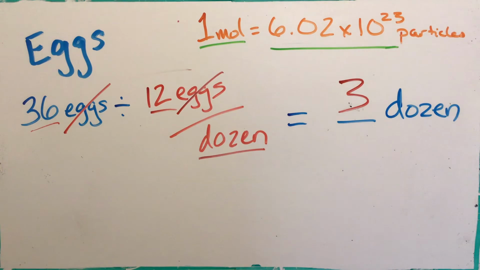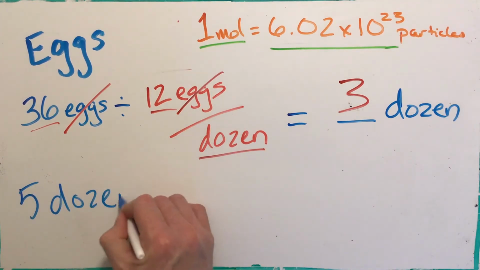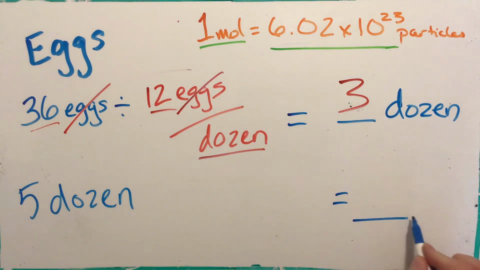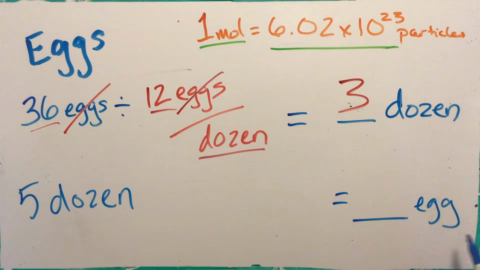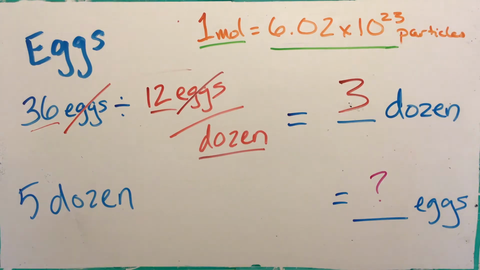Anyway, let's do it the other way. I have 5 dozen eggs, and I want to know how many individual eggs I have, right? So how many eggs would that be? And your brain does this because it's used to this. What our brain's got to get quick at now is this conversion factor, which we'll get to.